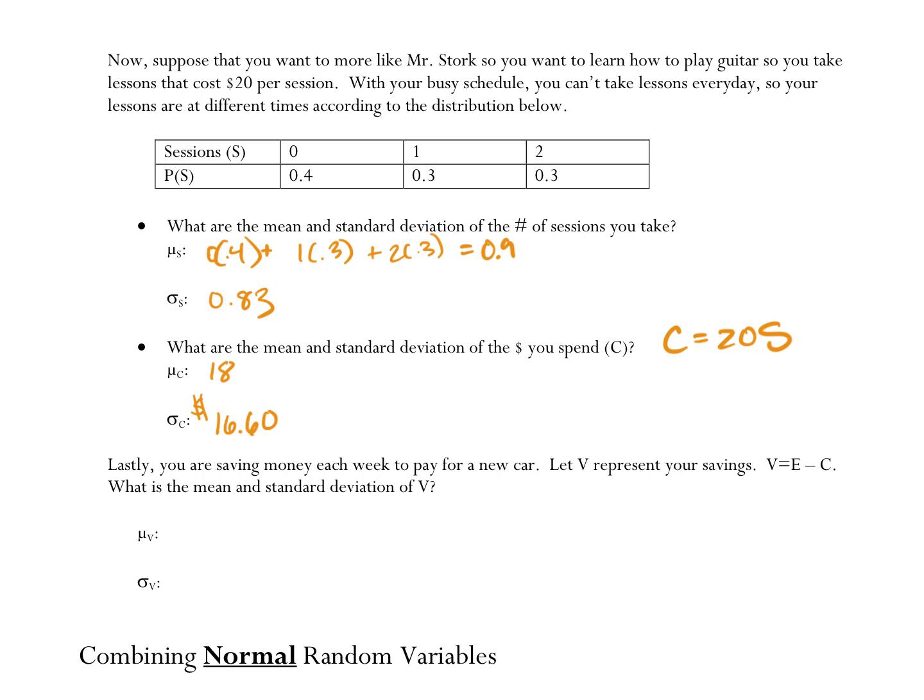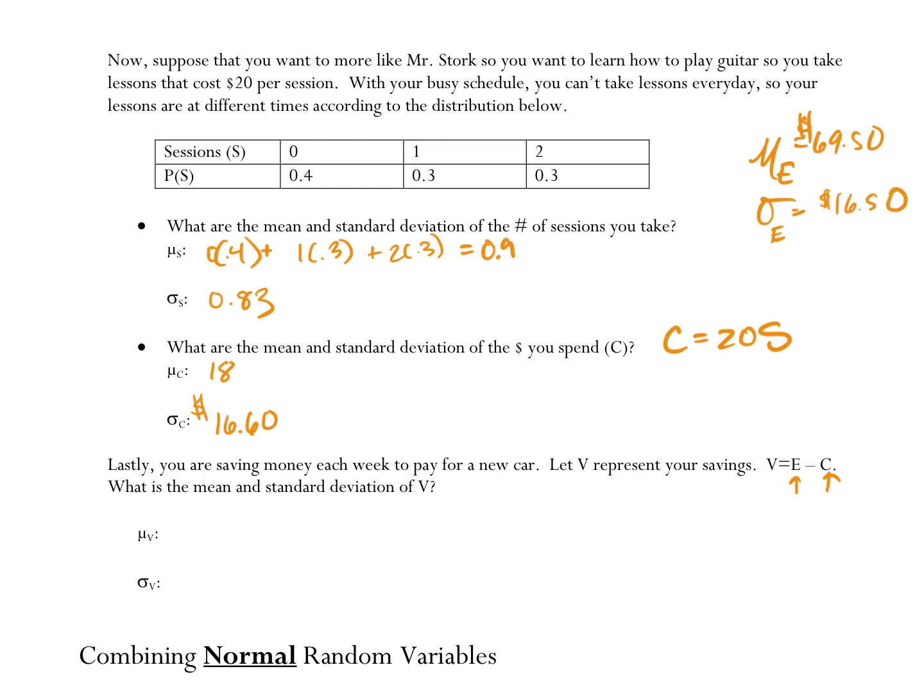All right, last one, and then we'll be done, okay? You're saving money to buy a new car. So your savings is going to represent your earnings minus your spending, yeah? And we said before the mean of our earnings was $69.50. And the standard deviation of our earnings was $16.50.